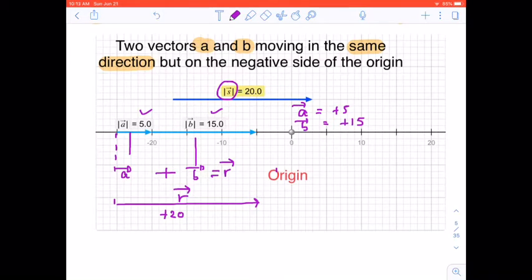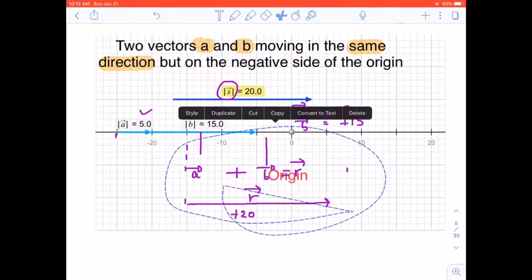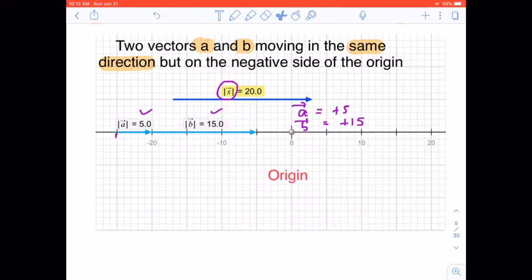Now let's change the order. If we change the order, we have vector B, which is, or we could do it this way perhaps.